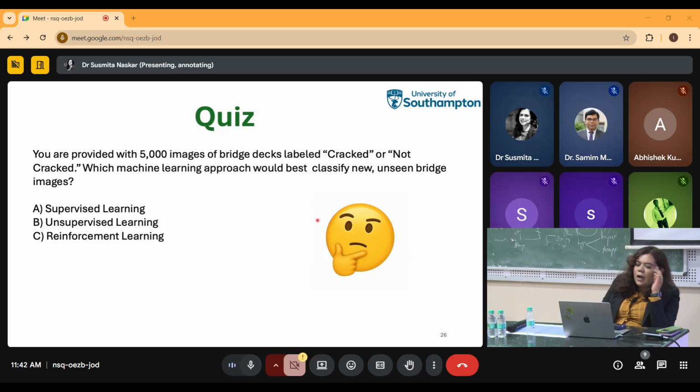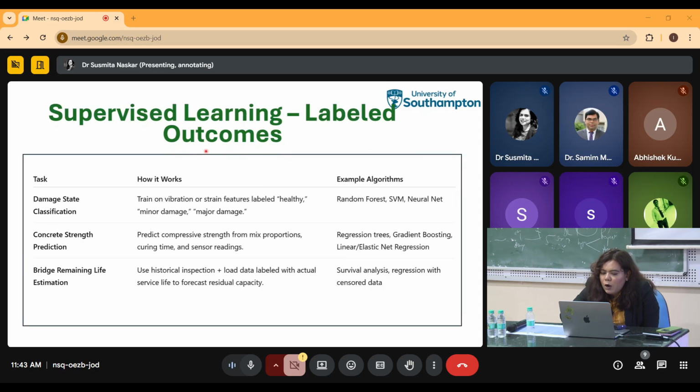So now, if you are provided with 500 images of bridge decks, labeled as cracked or non-cracked, which machine learning approach would be the best to classify cracks in a bridge image? Supervised, right? So now I think I have given you the example of how supervised learning labeled outcomes work. There are a few tasks which I have given, and how it works, and the algorithm examples.